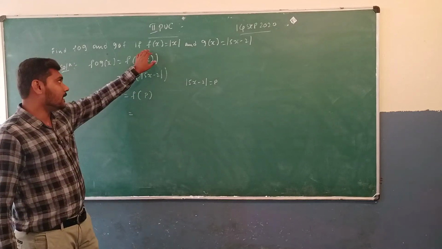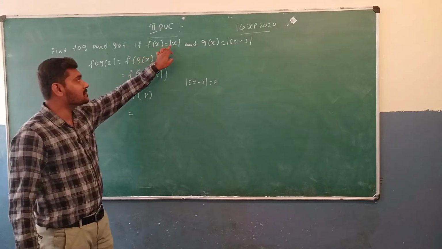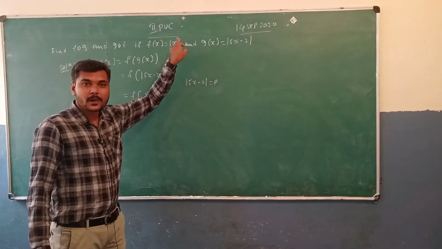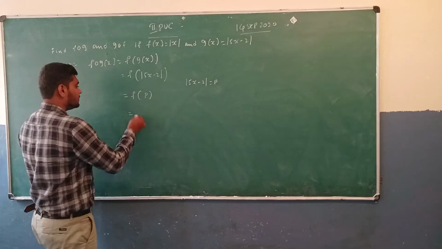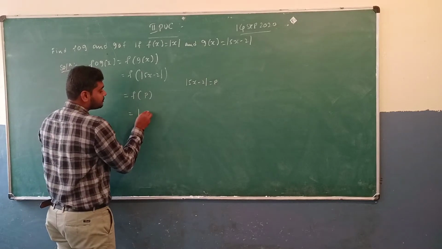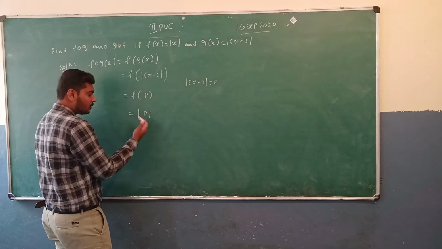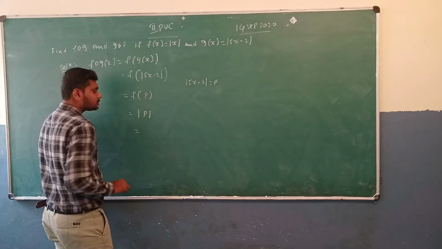They have given f of x is nothing but mod x. So f of p is going to be mod p. P under the modulus sign is going to be mod p.